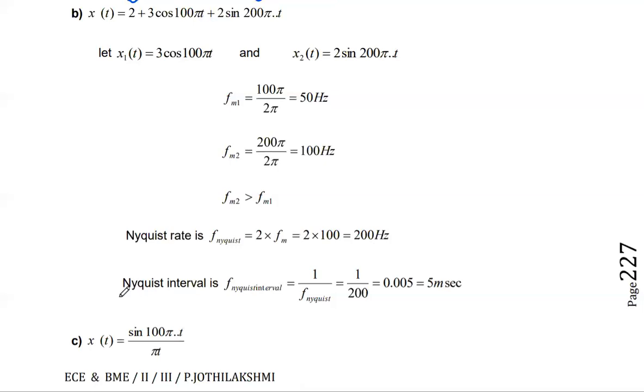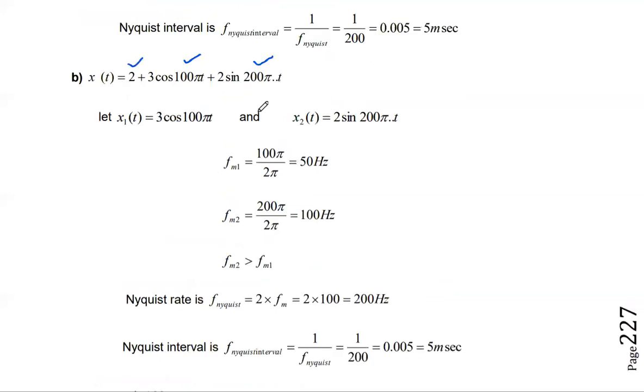Then the Nyquist interval is calculated as the reciprocal of the Nyquist frequency. So 1 divided by 200, which is 5 milliseconds. Okay, so this is the answer. These are all the different problems available in the sampling process.